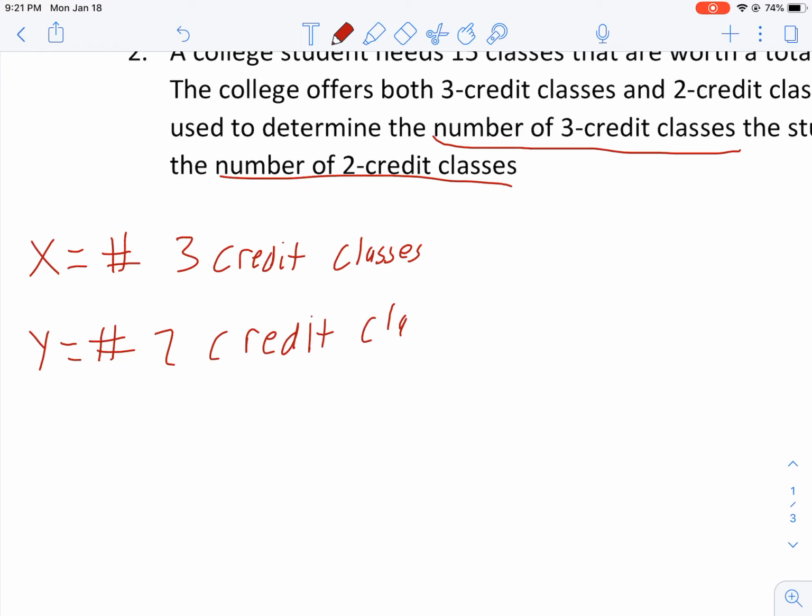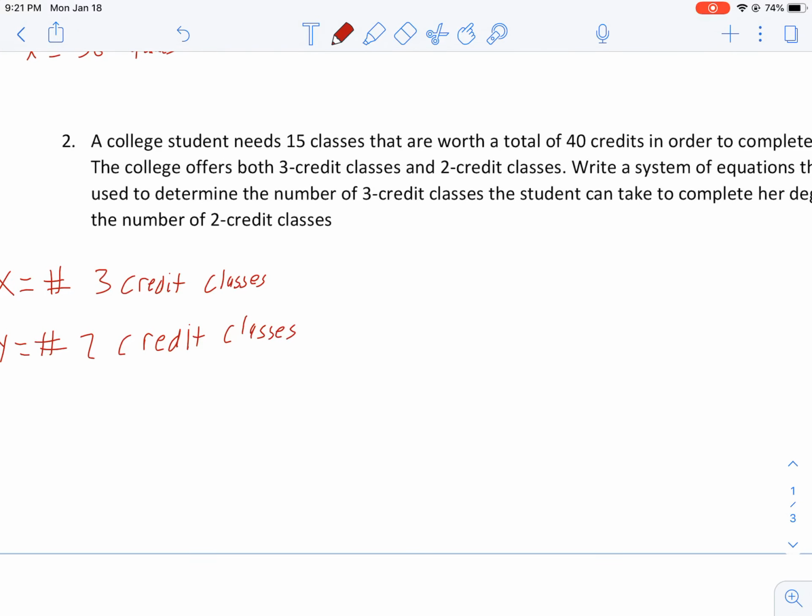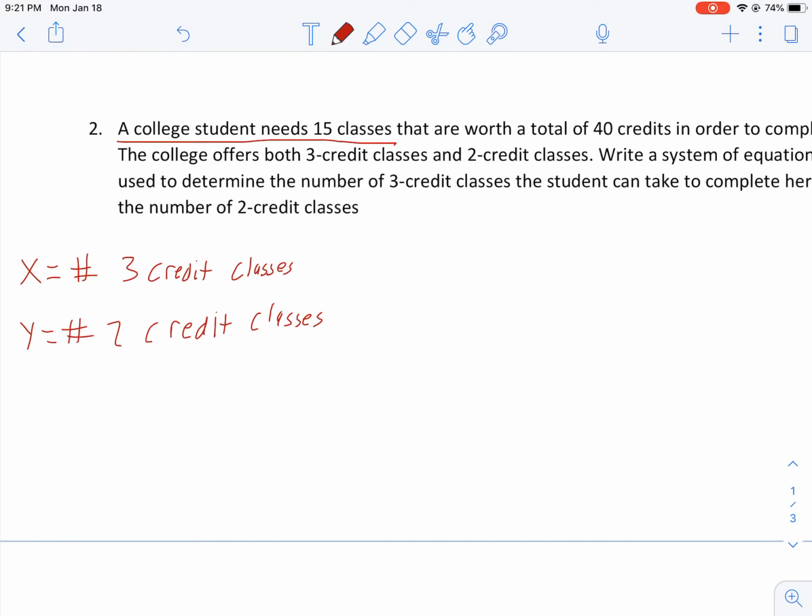So this is an interesting one. That's not how you spell classes. This is an interesting one because it's not very obvious what the equations are. Now, if you read the first sentence closely, it says a college student needs 15 classes. Both of these are about number of classes. So x and y, that's your classes. So that's going to be that equation. I said x plus y equals 15. We know in total we're having 15 classes.